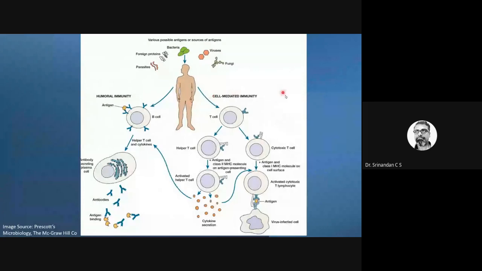Here, for example, it is shown nicely. So cell mediated: you have the T cells, and cell mediated immunity mostly acts upon the viruses and the fungi. Now, in the pandemic, the coronavirus also is attacked majorly by the T cells. Bacteria, parasites, and others will be attacked by the B cell.